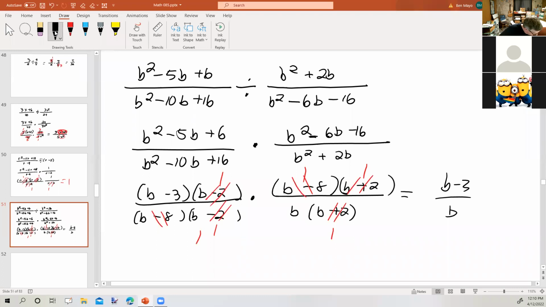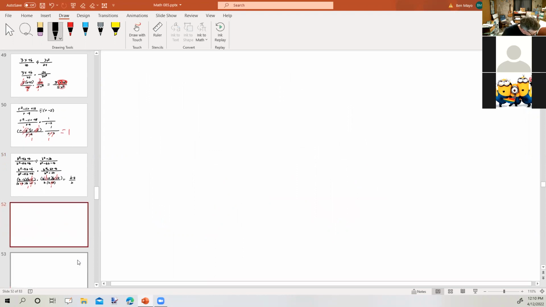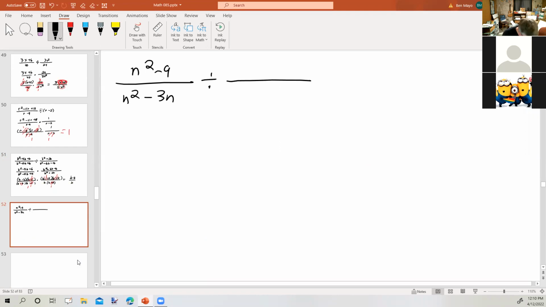How about this lovely one? Let's see. N squared minus 9 over n squared minus 3n divided by n plus 3 over n squared minus n.